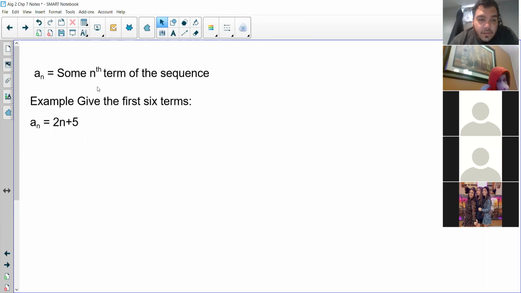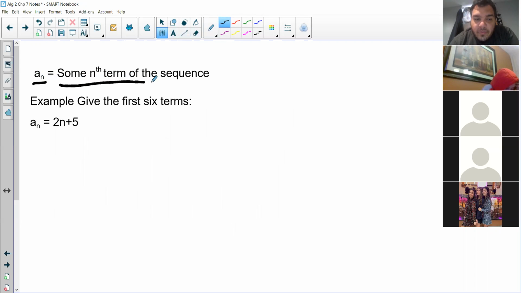All right. So A sub n represents some formula to the nth power. And we kind of already talked about this. It's some nth term, so it's the 5th term, the 6th term, the 100th term of the sequence.